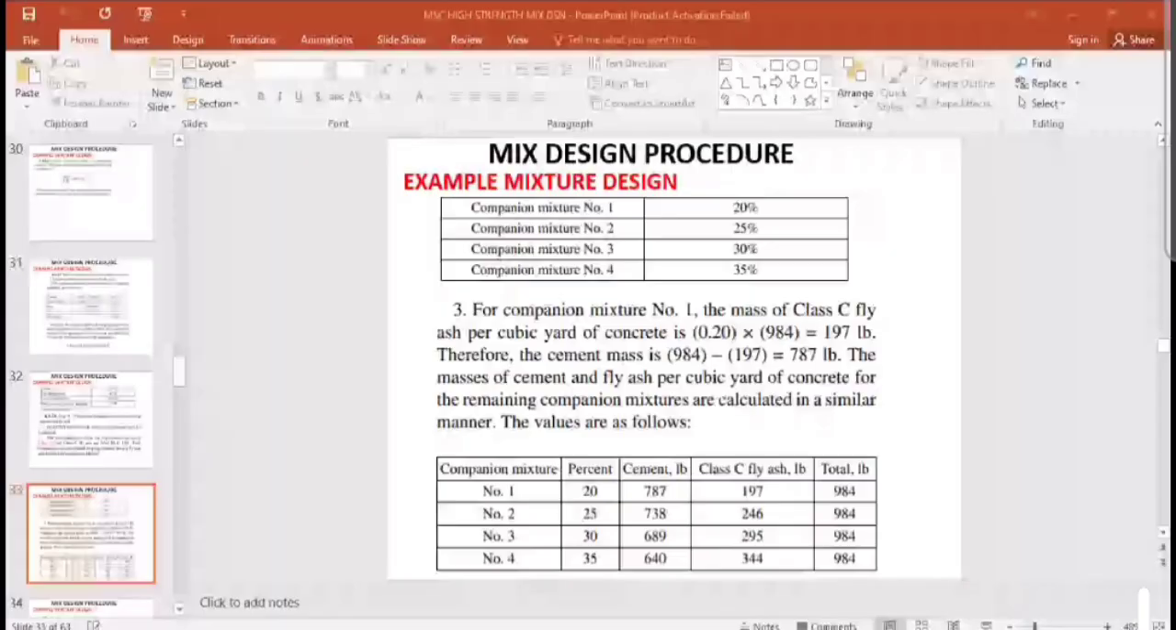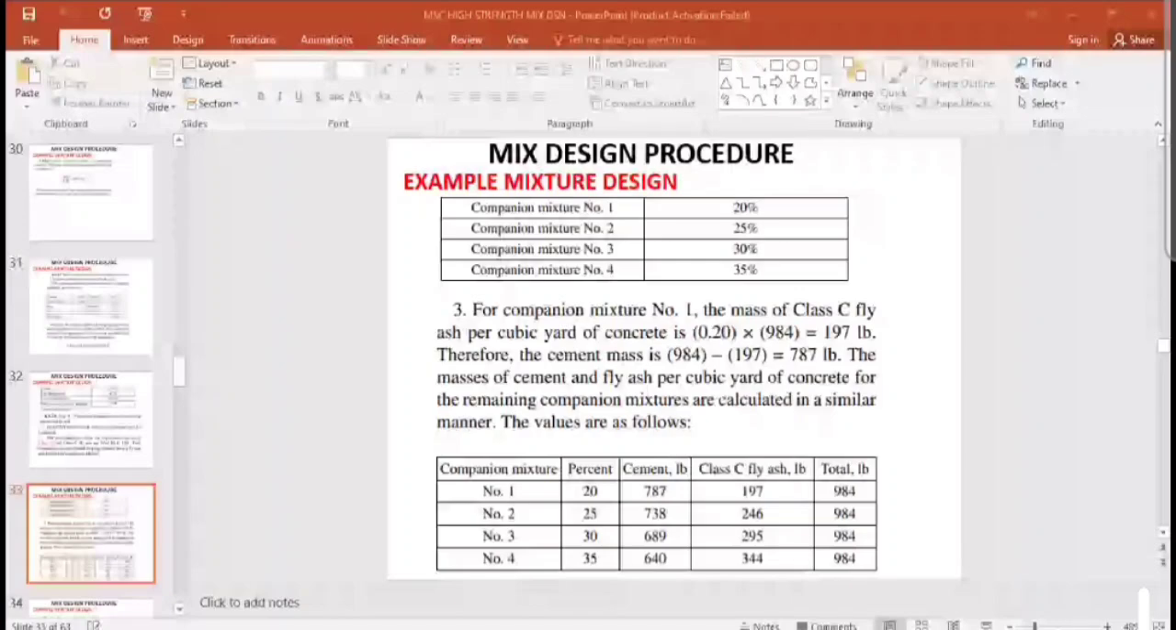Hello students, can you hear me? Yes, sir. Okay, sorry, I was disconnected. So we were talking about the percentage replacement of cement by fly ash. I was saying that if 20% replacement means, let's say there is 100 grams of cement. So if we replace 20%, it means 20 grams of fly ash and 80 grams of cement. Is it clear? Yes, sir.